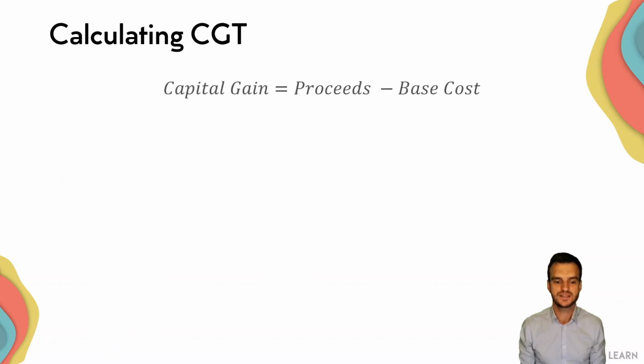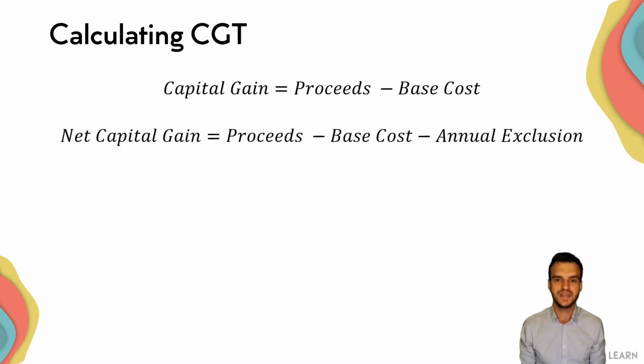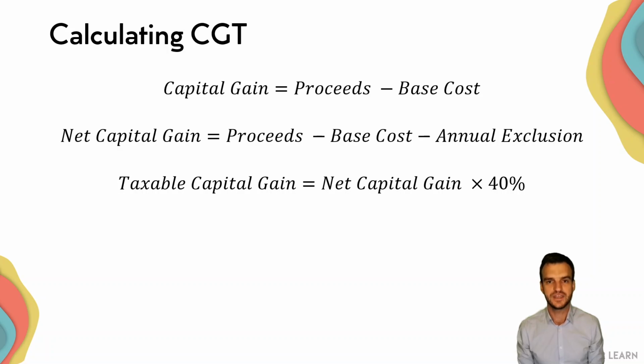So to calculate capital gains tax, we're looking at a few formulas now. A capital gain is the proceeds minus the base cost. A net capital gain is the proceeds minus the base cost minus that 40,000 Rand annual exclusion in the context of individuals. And then your taxable capital gain, we take the net capital gain and we multiply it by 40%, which is called the inclusion rate.